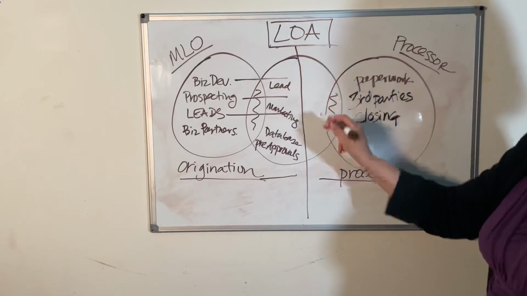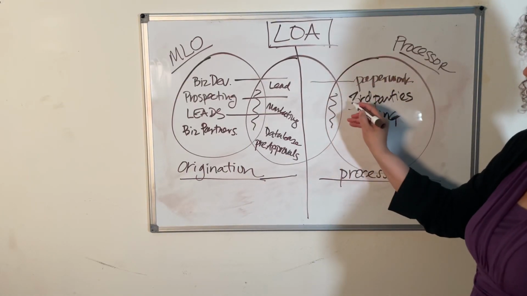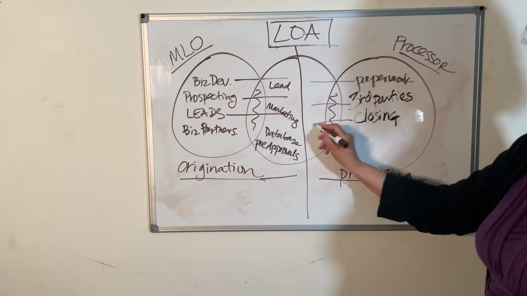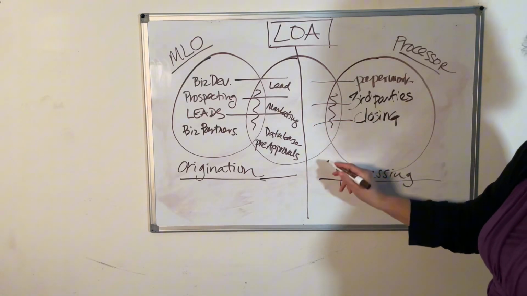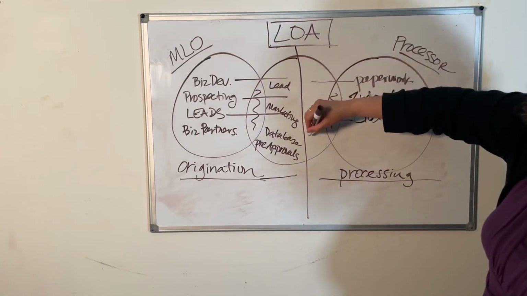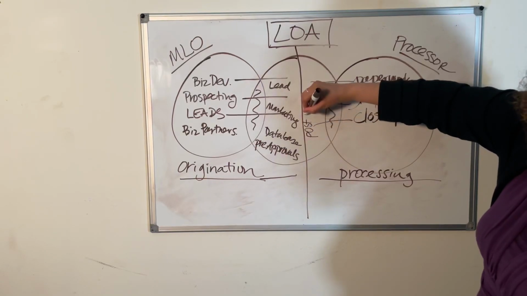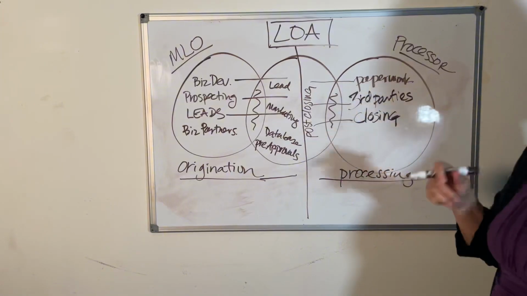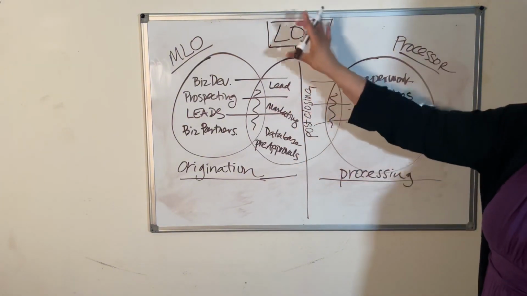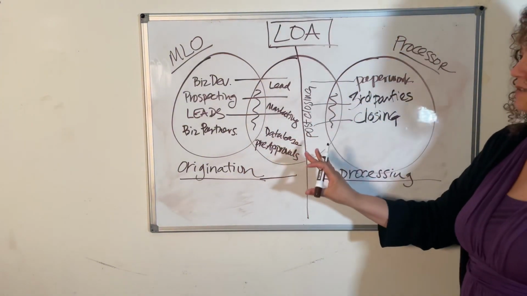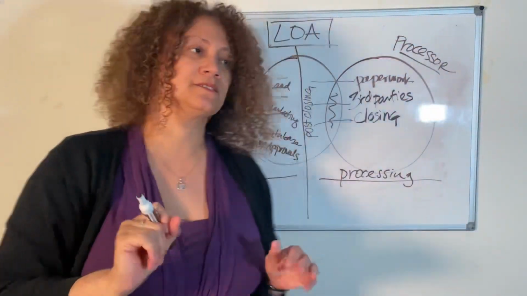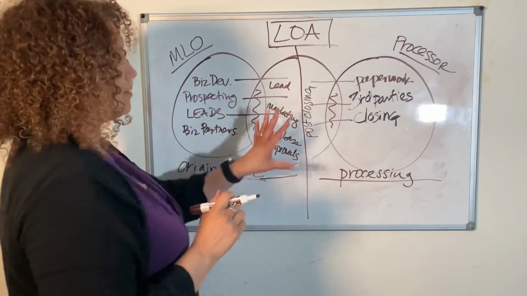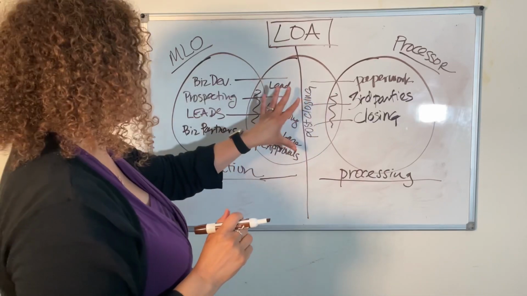So an LOA could help with paperwork. They could help with third parties. They could help with closing. And then typically the LOA also handles something called post-closing. They're also helping with that as well. All right. So an LOA is so important because they are, and I'm just more comfortable on this side, they are really the hub. They're in the center of everything.